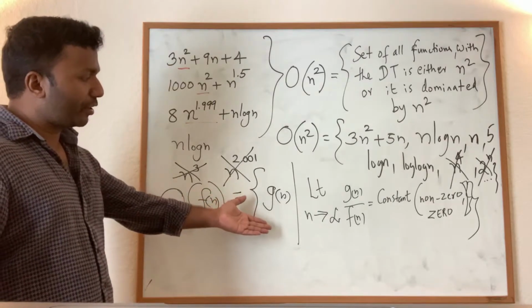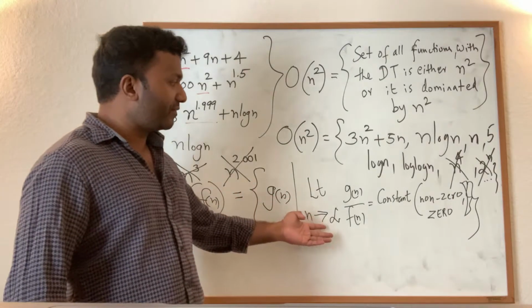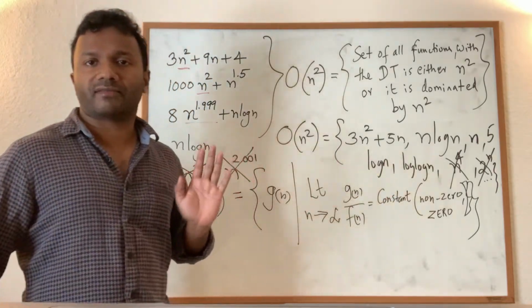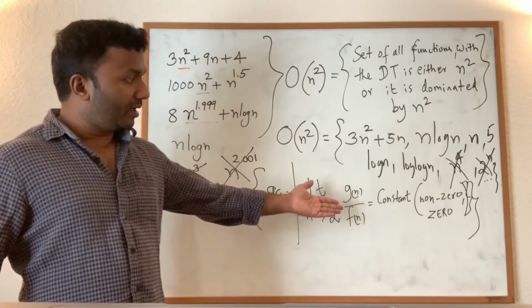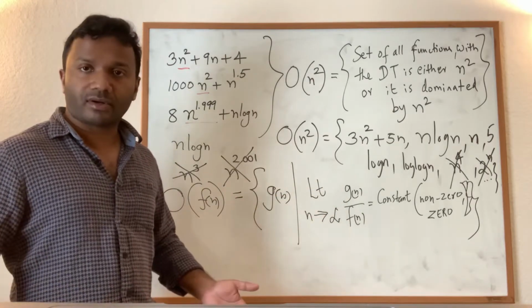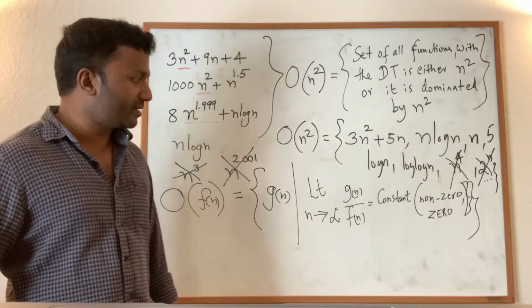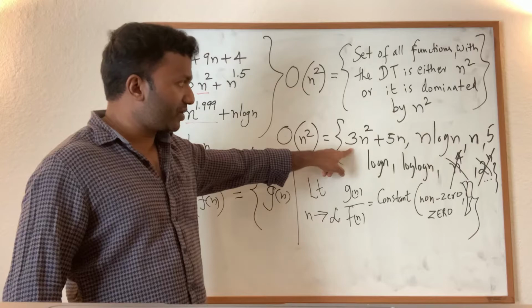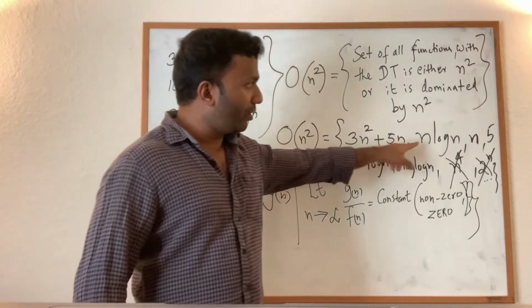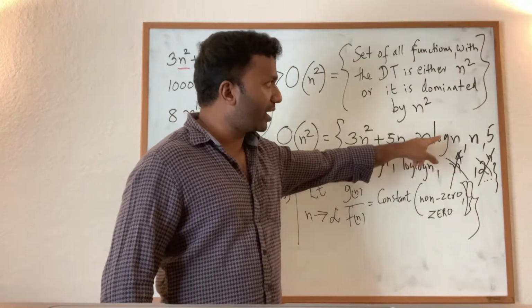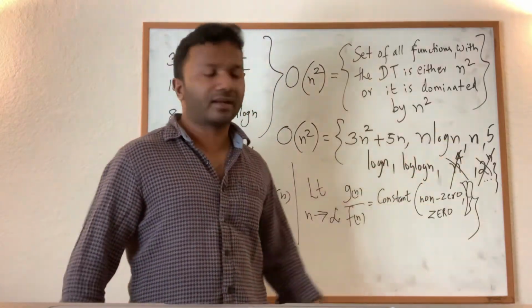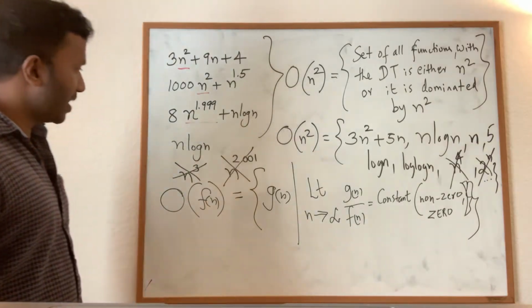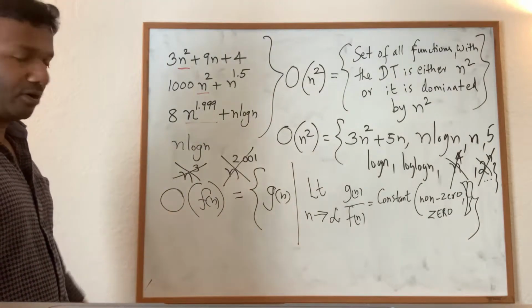It's essentially the set of all functions such that the limit as n tends to infinity of g of n divided by f of n converges to a constant, which can be either a non-zero constant or just 0. Both are fine with us. For example, in this case, when g of n is this thing, this will converge to 3. Whereas in all the other examples like n log n, n, 5, log n, in all these cases, this will converge to 0. So that is one way to define big O of f of n.